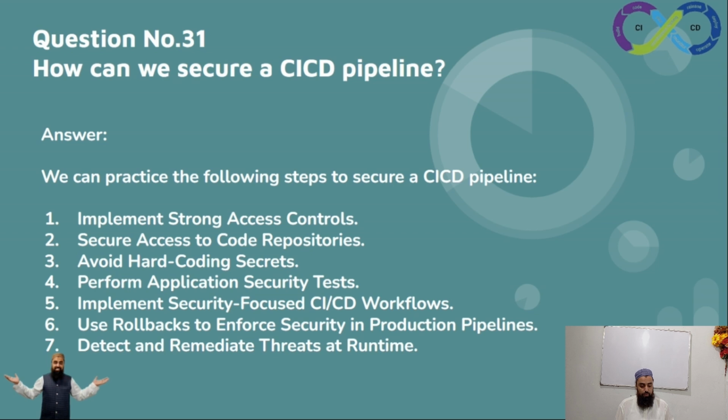And we must keep performing application security tests from time to time. And we must implement security-focused CI/CD workflows. And the sixth step is to use rollbacks to enforce security in production pipelines. Number 7, to detect and remediate threats at runtime. So these are the 7 key important points to secure a CI/CD pipeline.